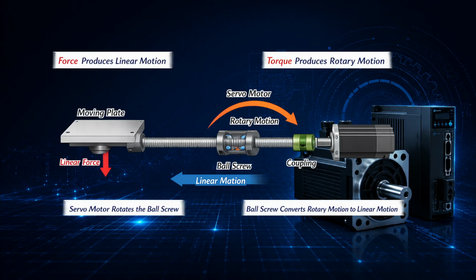First, understand what torque is. Force produces linear motion. Torque produces rotary motion. The servo motor rotates the ball screw, and the ball screw converts rotational motion into linear motion. And to calculate torque, we must know the ball screw efficiency.